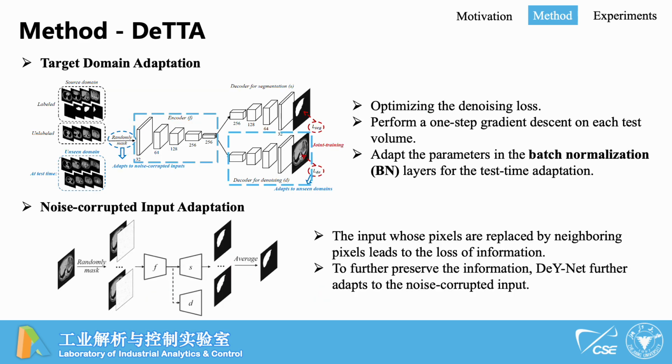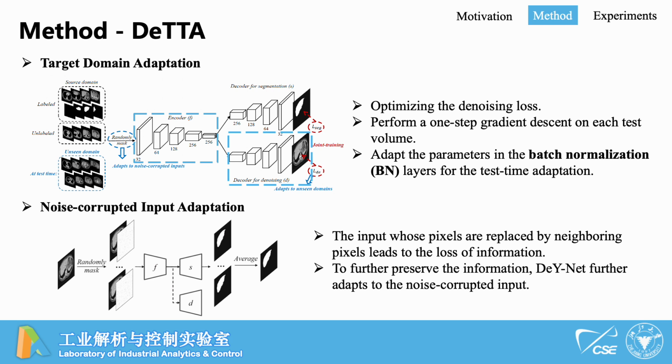At test time, our approach integrates two crucial adaptation strategies: target domain adaptation and noise-corrupted input adaptation. Considering that a single test volume can give us a hint about its distribution, we aim to optimize the model parameters with each unlabeled test volume. Once each test volume arrives, we optimize the self-supervised denoising loss while the segmentation decoder is frozen. And we only adapt the parameters in the batch normalization layers.